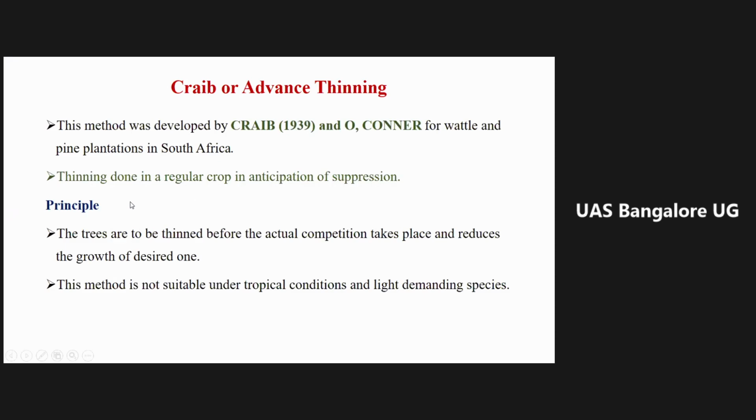The main principle involved in advanced thinning is that the trees are to be thinned before the actual competition takes place, that is, in the younger stage or early stages of the crop. It also reduces the growth of desired ones. This method is not suitable under our tropical conditions, or for light demanding species. It is mainly employed for temperate species like pine plantations, wattle, and other species present in temperate conditions.